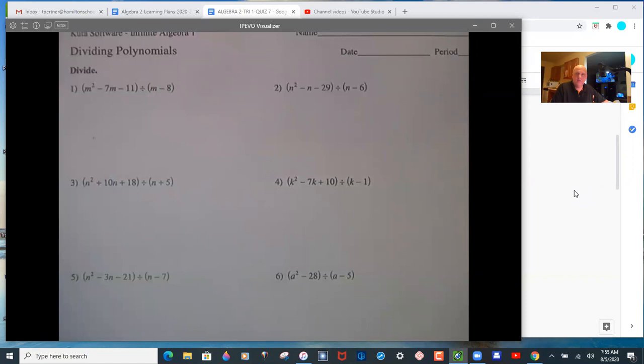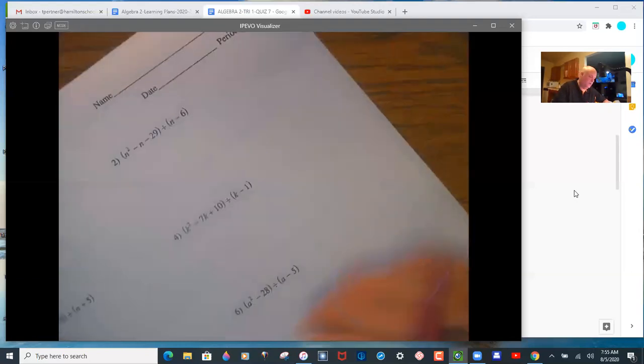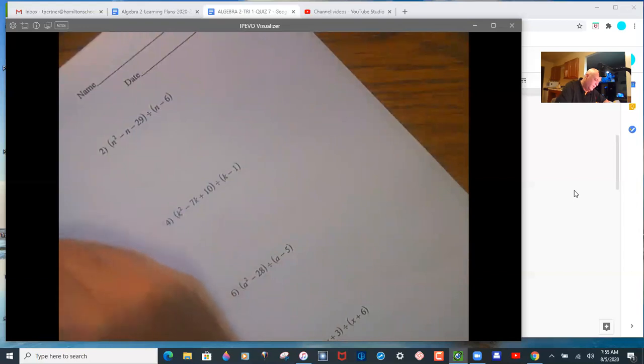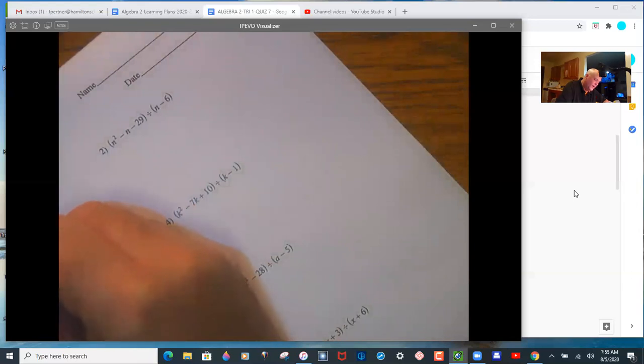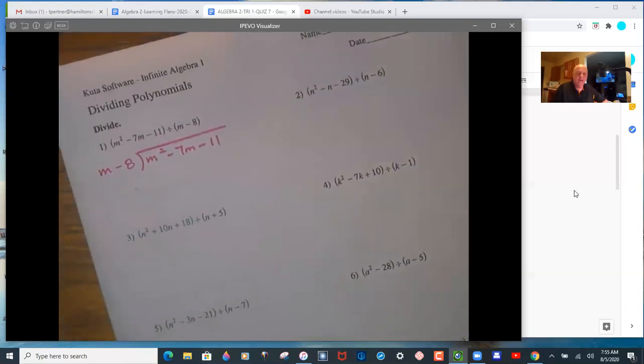And long division, what's nice about it is it always works. It's the harder of the two techniques, but again, it always works. So it is what you think. We're going to set up this with a divisor and a dividend. So the dividend is m squared minus 7m minus 11, and the divisor is m minus 8. And now we are going to do long division, come up with the remainder, and that's going to be the answer. Again, long division always works.